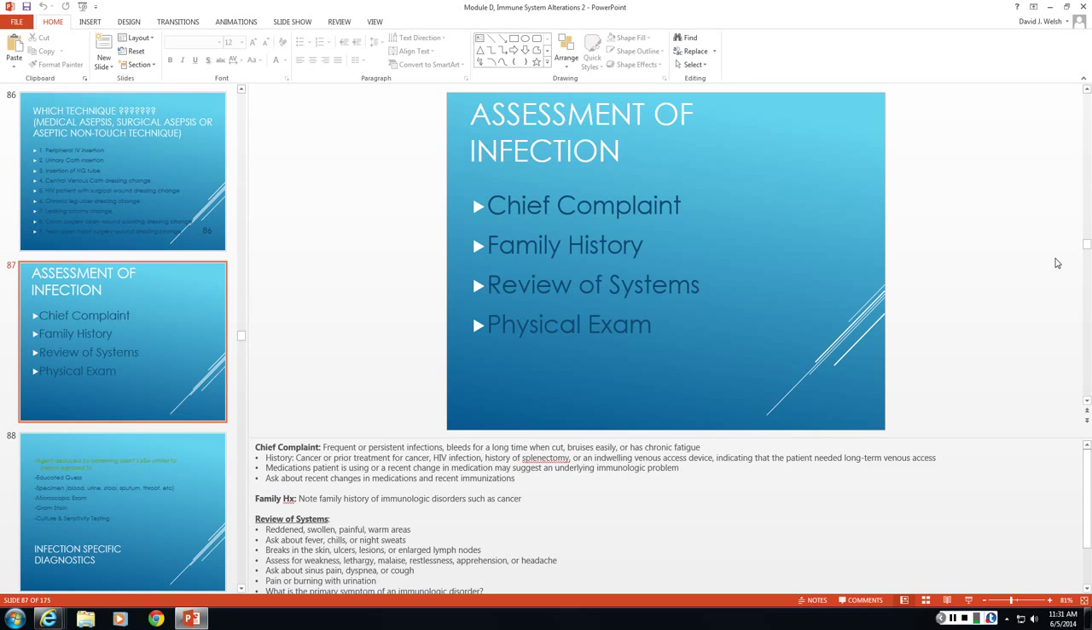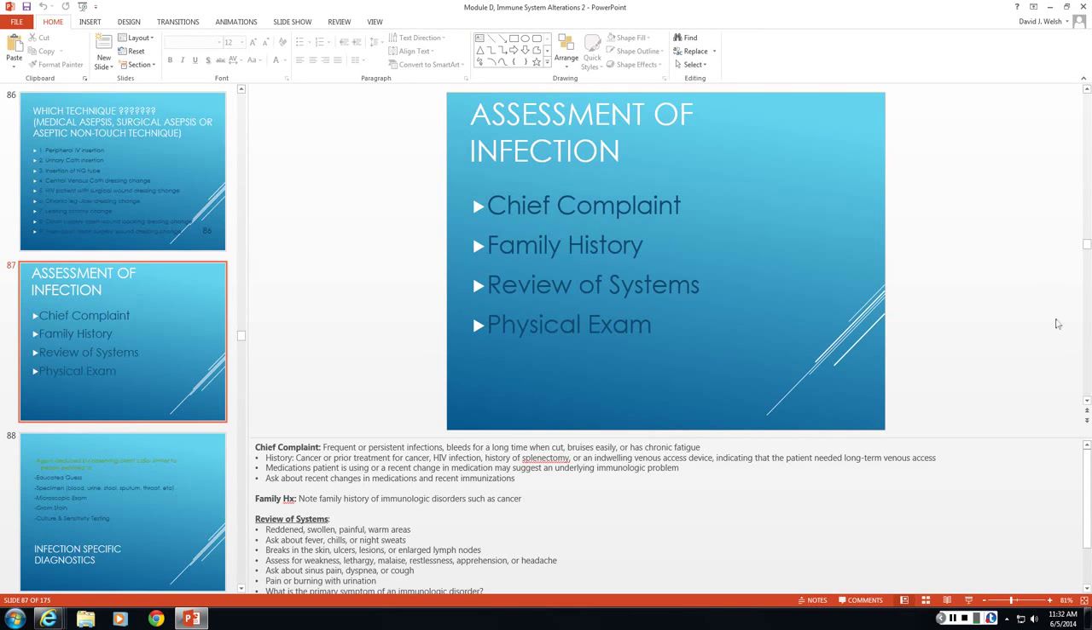You need to look at their medications. Is the patient using, or is there a recent change in any kind of medication? What type of medications are they using? Have they made any kind of recent changes that could suggest any kind of underlying immunologic problem? You also need to ask about any kind of recent immunizations. You need to know about their family history. Is there any kind of family history of any kind of immunologic disorder, such as cancer?